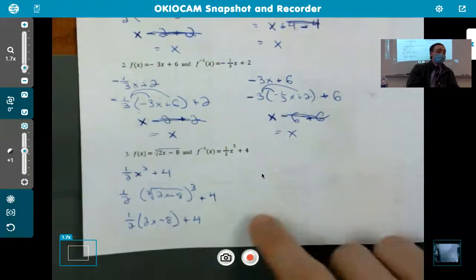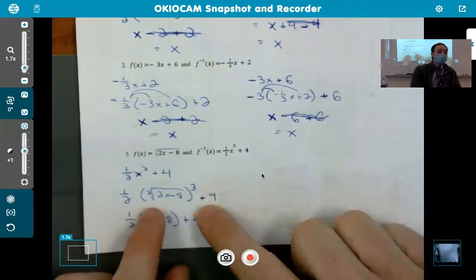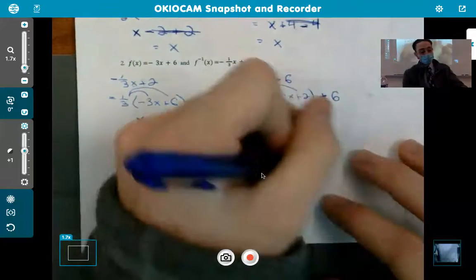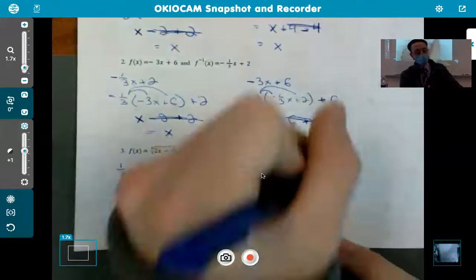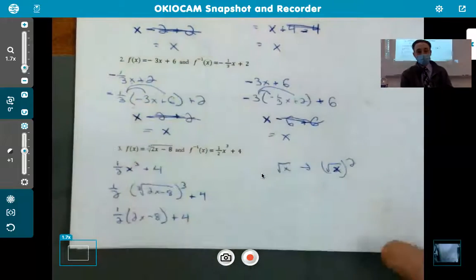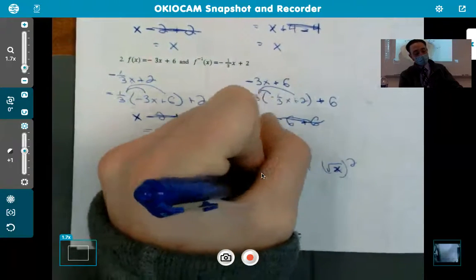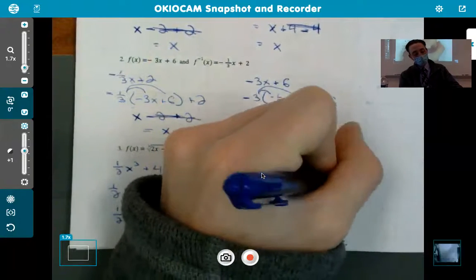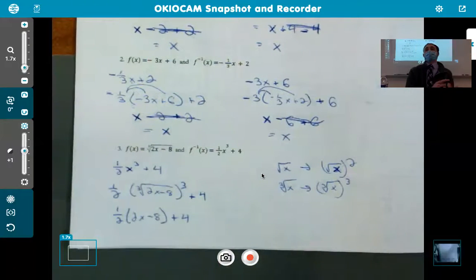So we have to understand something here. When we cube something that's being cubed, it's undoing it, right? Just like when you square something that you're taking the square root of, or the opposite. If I have square root of x, to undo that, I would square everything, right? If I have the cubed root of x, to undo that, I would cube everything. And then vice versa, right? If you're squaring something to undo that, you square it. If you're cubing something to undo that, you cube it. So it works both ways. And that's what we're seeing in this example, all right?